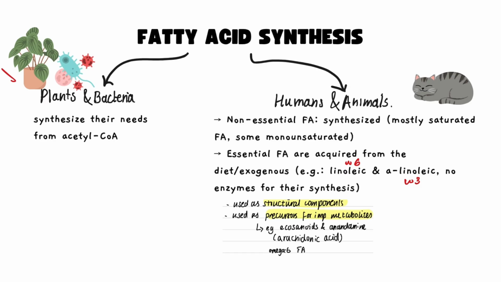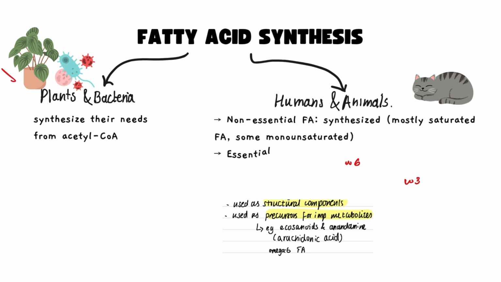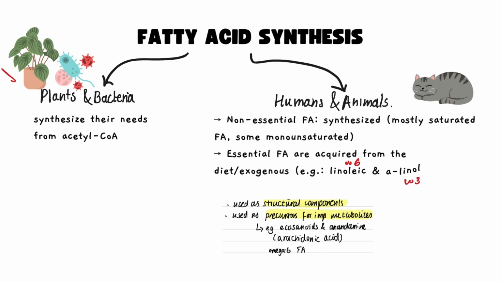Why do we need to acquire them exogenously? Because there are no enzymes for their synthesis present in our body. That is not to say that we cannot modify the exogenous fatty acids, because we can still modify them as animals and human beings by adding 2 carbon units and introducing double bonds.